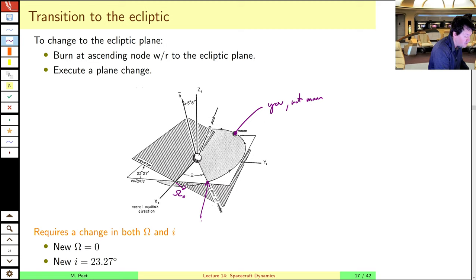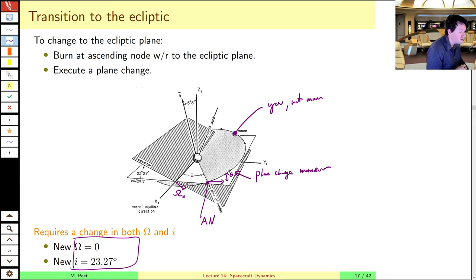And if this is our point of intersection, we may want to do a delta V burn there to place ourselves in the ecliptic plane. All right, so we may need a little plane change maneuver. So then we need our right ascension after the plane change maneuver to be 0 degrees, and we need our inclination of the new orbit to be 23.27 degrees.